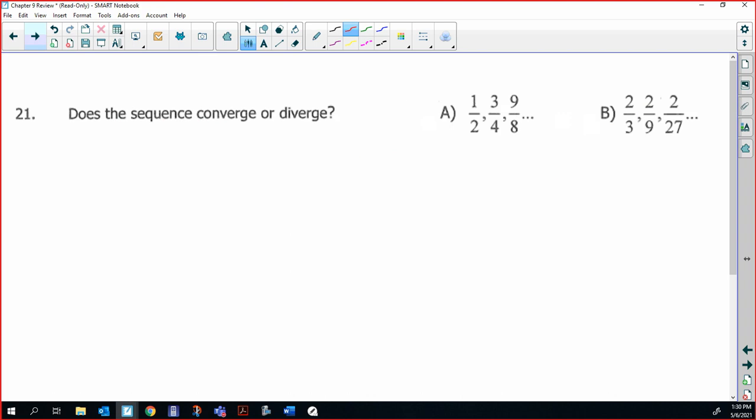Okay, and then last two questions. Does it converge or diverge? You just got to find R. R tells you if it converges or diverges. If R is less than 1, it'll converge. If R is more than 1, it will diverge.